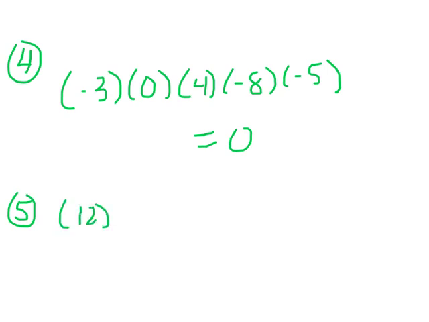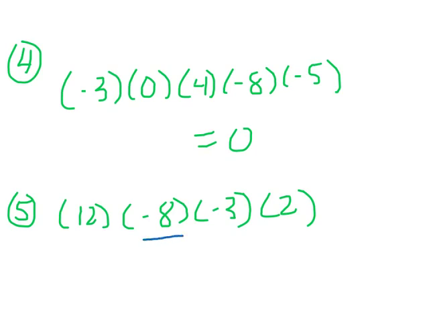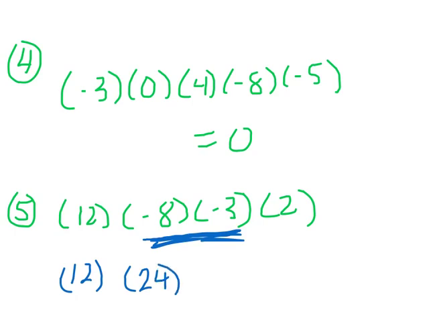5 has a positive 12 and a negative 8 and a negative 3 and a positive 2. All right, how many negatives do I have here? 2. Now, these 2 negatives are going to pair up to become a positive, right? So I end up with 12, and let's just multiply those 2 together. That would be a positive 24 if I multiply negative 8 and negative 3, right? And then I could also multiply by 2. So if you have an even number of negatives, they end up pairing up to become positive. If you have an odd number, there's 1 left out, so your result becomes negative.